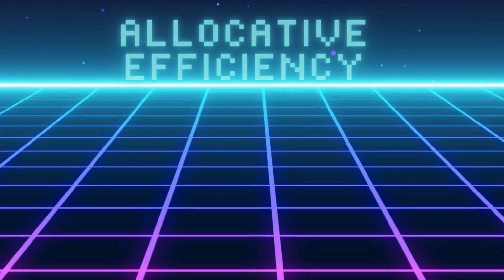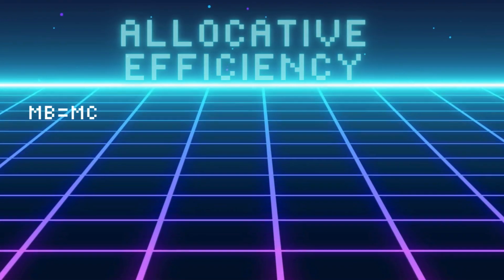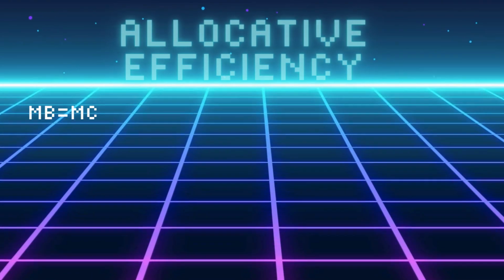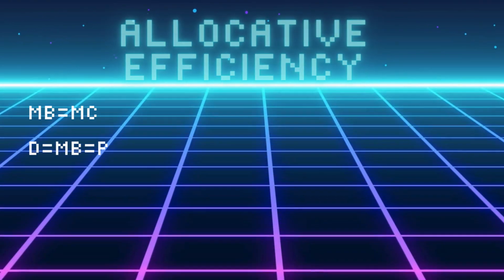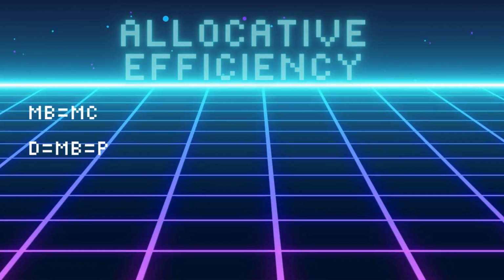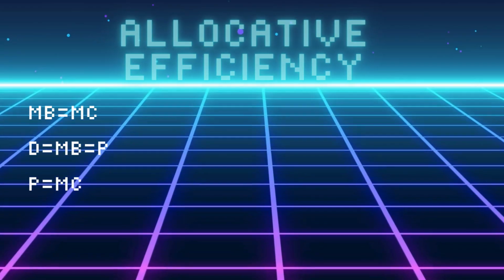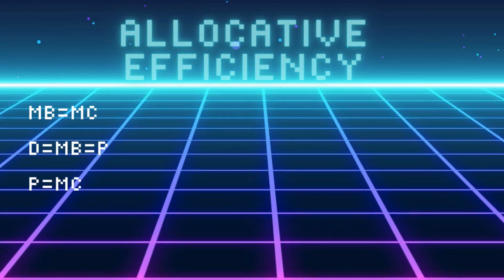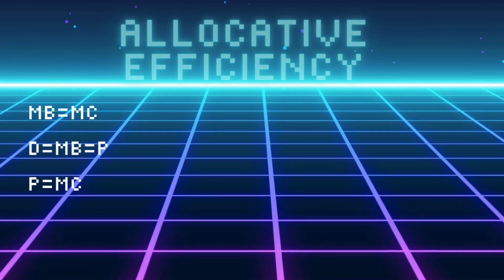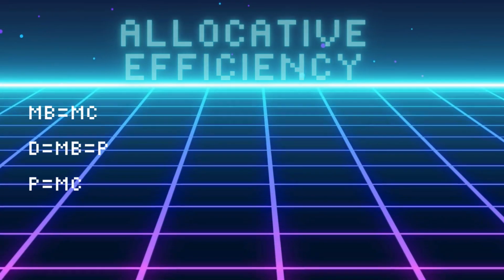Allocative efficiency is achieved when marginal benefits are equal to marginal cost. In a perfectly competitive market, D, which represents MB, is equal to the price. Therefore, we can say that allocative efficiency is achieved when price is equal to marginal cost. Remember, the consumer is willing to pay the price that reflects the value of the benefits they receive from consuming an additional unit of that product.